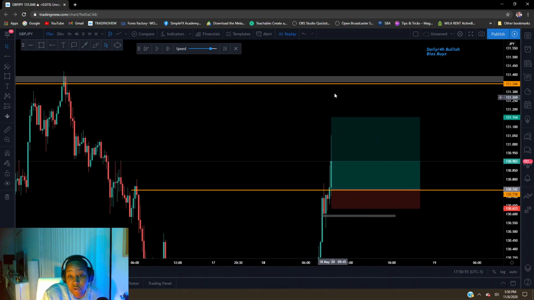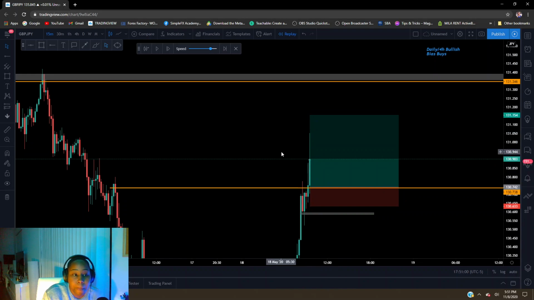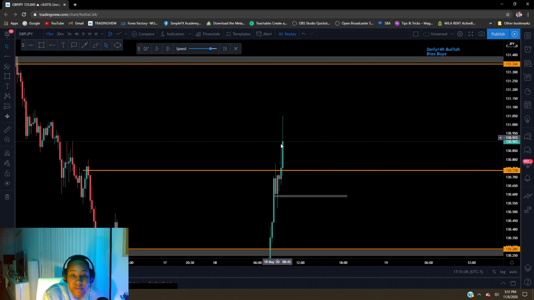Can we let a runner run and continue up? Yeah, probably. I would have closed out at one of these points already. But we can expect another retracement for it to continue up. What session are we in? Are we still in London? Okay, we're in New York session. Still a lot of volume in the market.